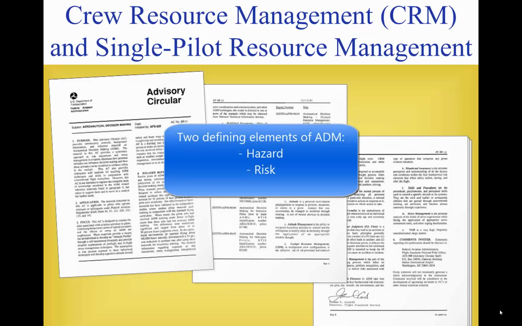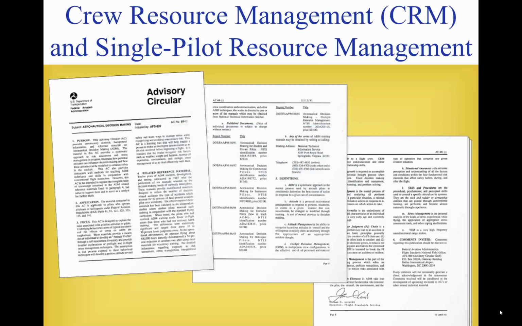Two defining elements of ADM are hazard and risk. Hazard is a real or perceived condition, event, or circumstance that a pilot encounters. When faced with a hazard, the pilot makes an assessment of that hazard based on various factors. The pilot assigns a value to the potential impact of the hazard, which qualifies the pilot's assessment of the hazard, risk.